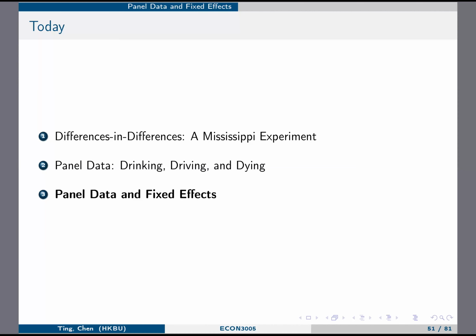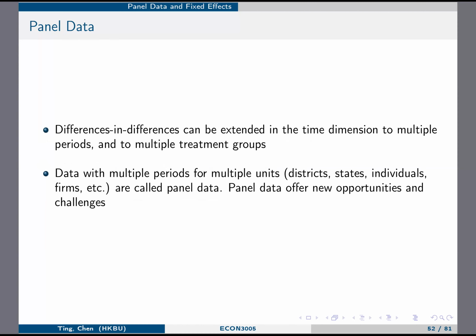So in this last section of today, we will introduce more about the panel data set, this format, and also the fixed effects estimation method to deal with panel data. Remember, at the beginning of section 2, we talked about how difference-in-differences estimation can be extended in the time dimension to include multiple time periods, and also in the cross-section dimension to include multiple treatment groups.